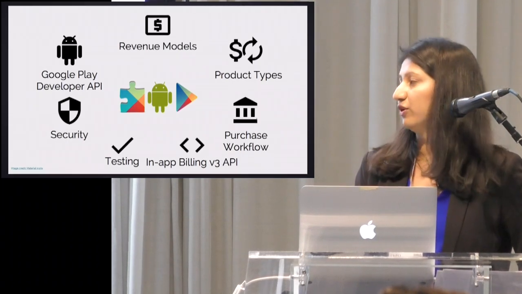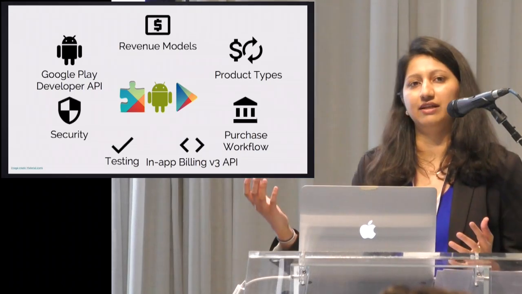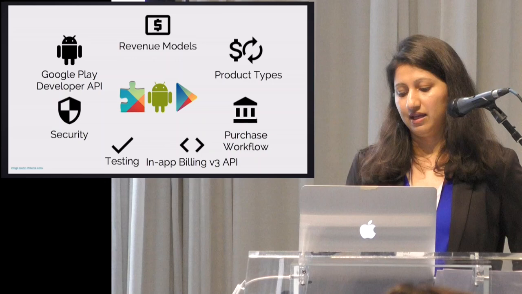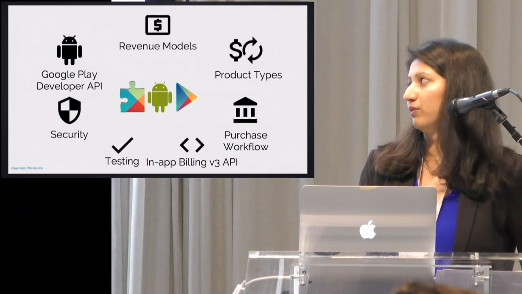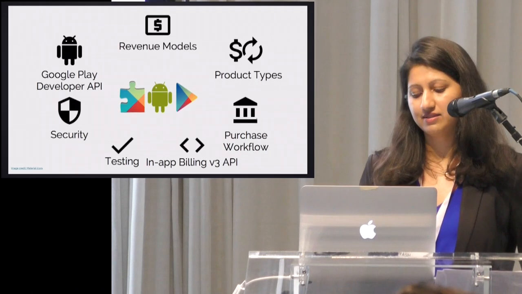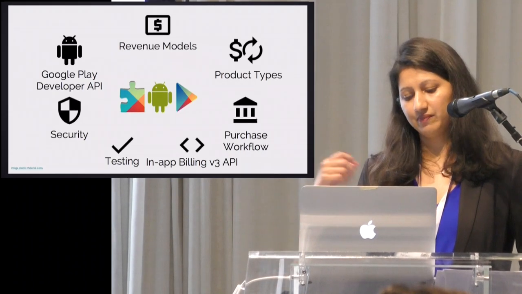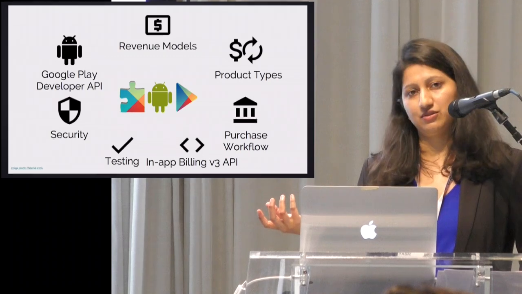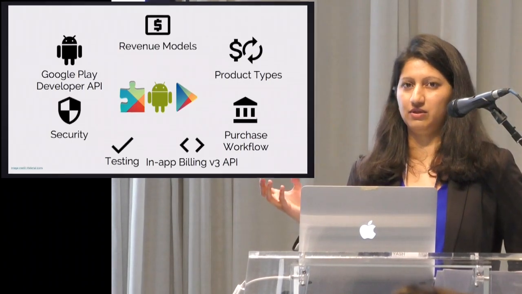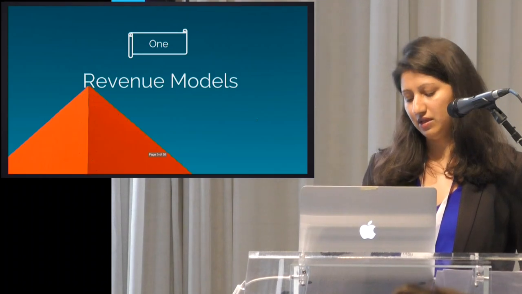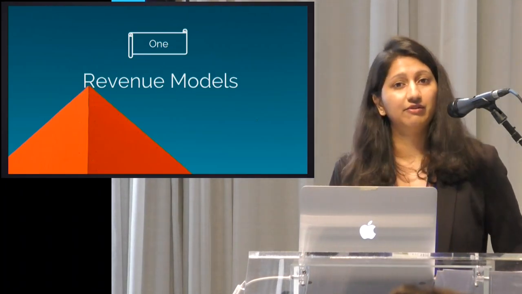And the purchase workflow is just a general idea of what this looks like from the client side to the server side. And we're going to make use of the enabling version 3 API on the client side. And we're going to talk about how you would go about testing it. Also, some best practices for security. And lastly, we're going to talk about implementing this on the server side. So first thing you're going to learn, revenue models.